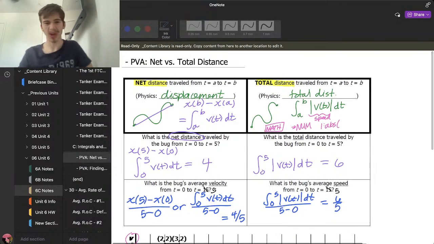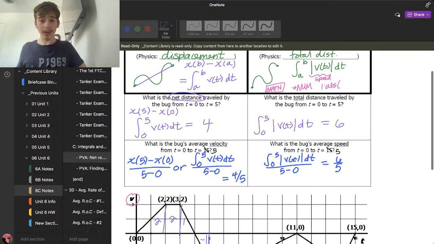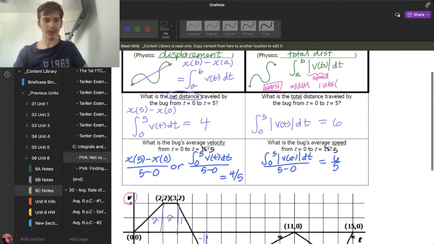PVA. We come back to PVA. Average speed is the integral of the absolute value of v of t. Average velocity has no absolute value. It's just velocity.